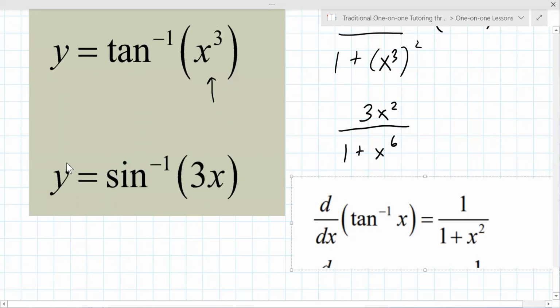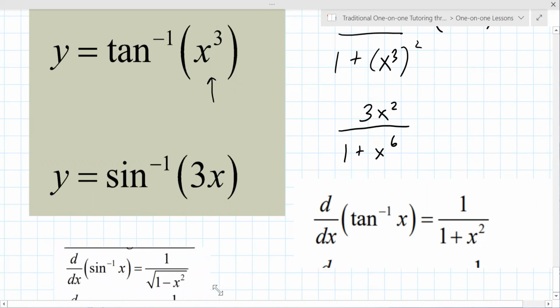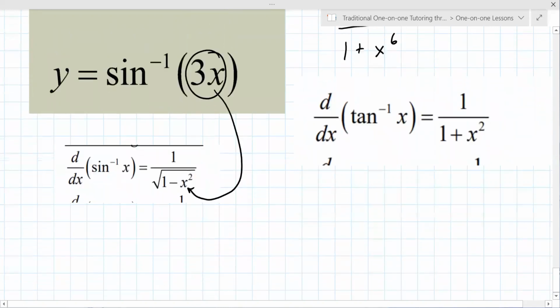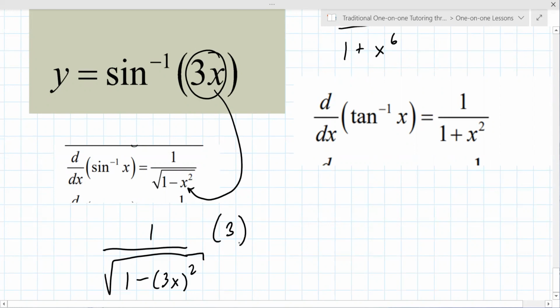Yeah, so the derivative of sine inverse is 1 over square root 1 minus x squared, but x is this thing. That's your x there. So your derivative is 1 over square root 1 minus 3x squared, but then you have to take the derivative of the inside function, which is 3.